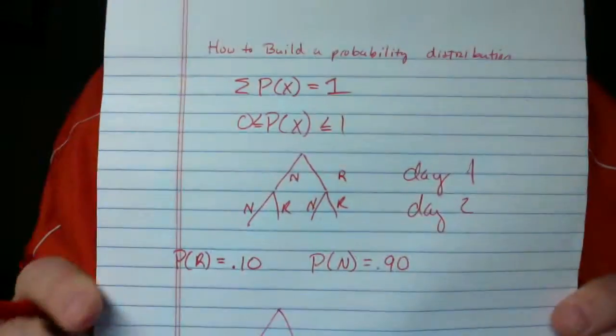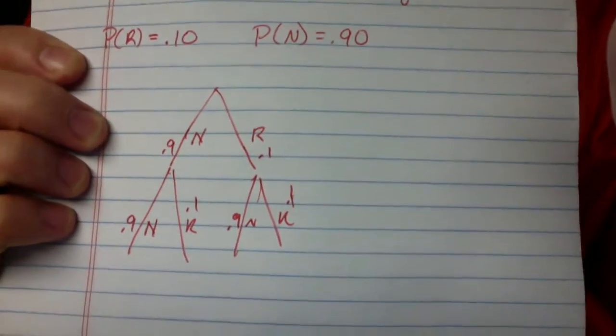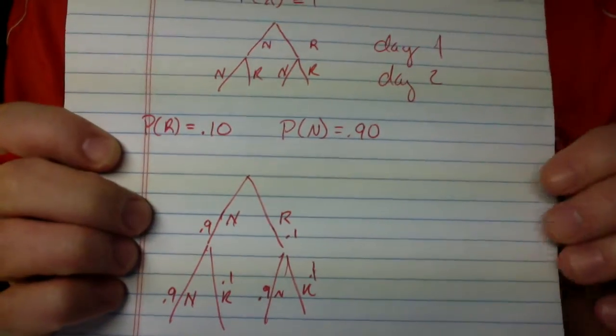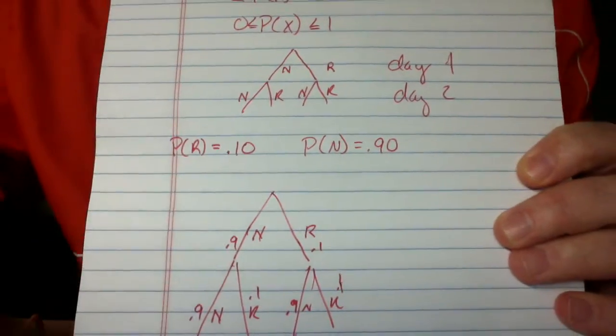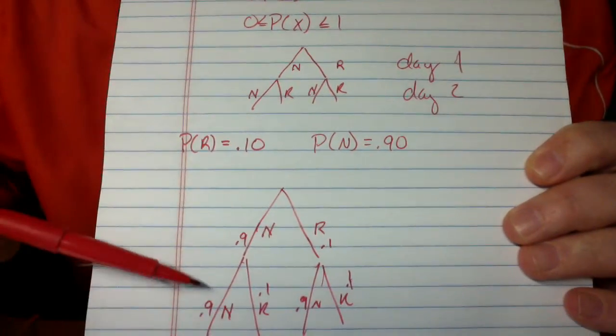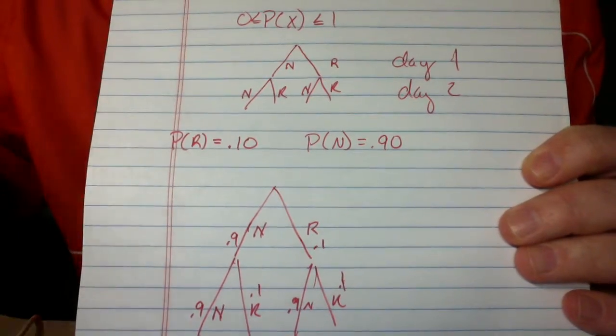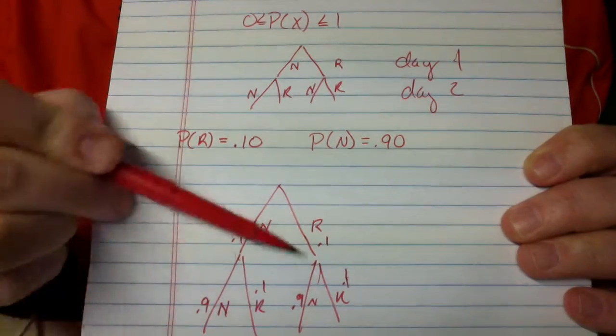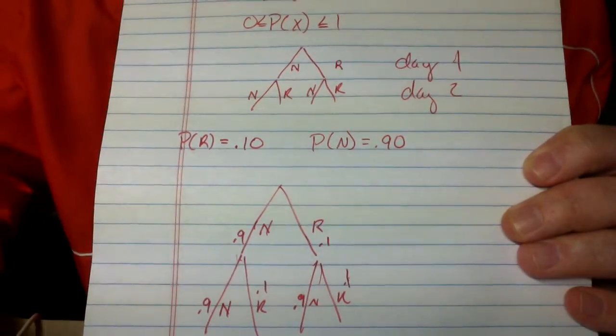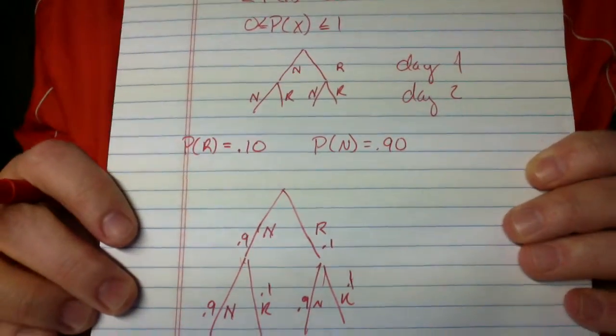So I have in my little tree diagram, there we go, the probability of no rain being 0.9 is attached to that branch. The probability of rain is 0.1. And because these events are independent, I didn't say that initially, but I'm saying it is now. That stays 0.9, that stays 0.1, that stays 0.9, that stays 0.1. Okay? So the probability of any one of these full paths is determined by multiplying straight down the path.